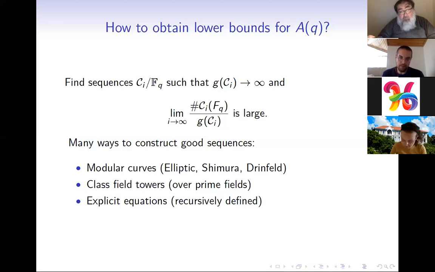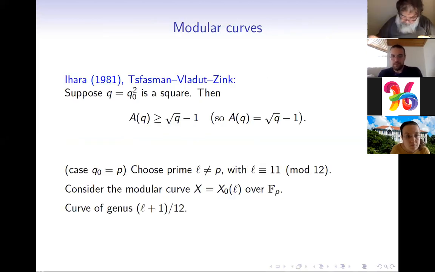But there have been many ways to construct good sequences. One way was using modular curves of various types, elliptic, Shimura, or Drinfeld type, class field towers, and also by the use of explicit equations. So I will try to say a bit about all of these approaches. Okay, so first about modular curves.